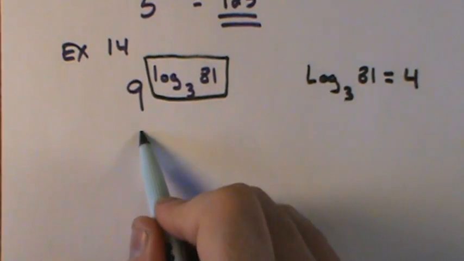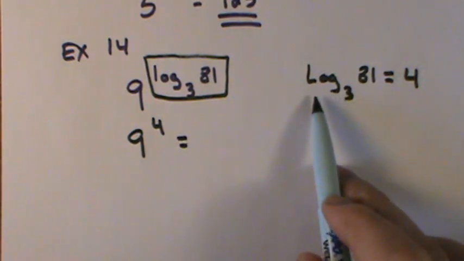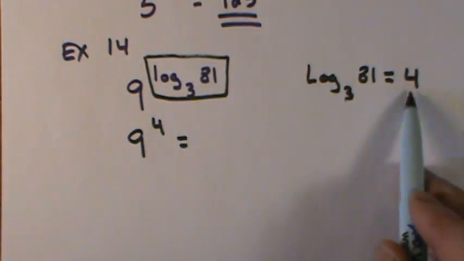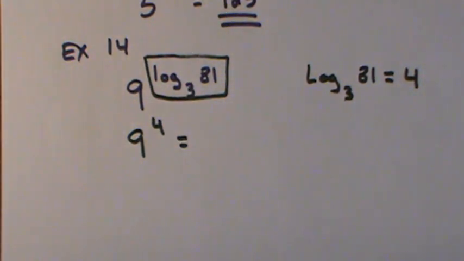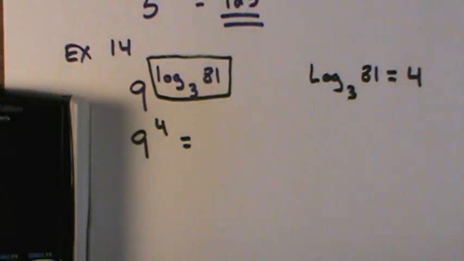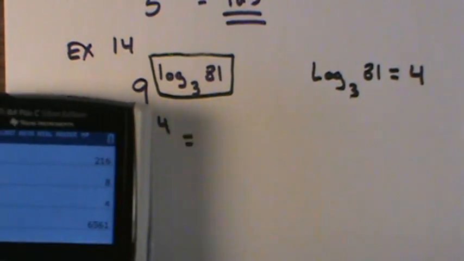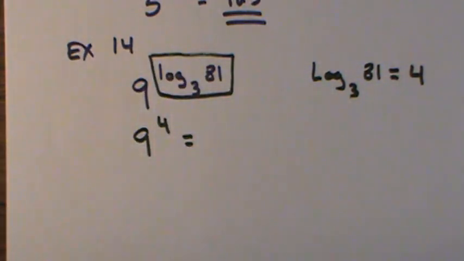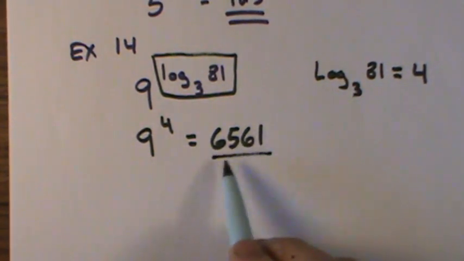So I come back over here and say 9 to the 4th power is equal to, because I'm just replacing the log base 3 of 81 with the 4, what it was equal to. Just put that 4 there. 9 to the 4th, well 9 times 9 is 81, and I myself need to go to the calculator. I don't know what 9 to the 4th is. 9 raised to the 4th power is 6561. So that's pretty large.